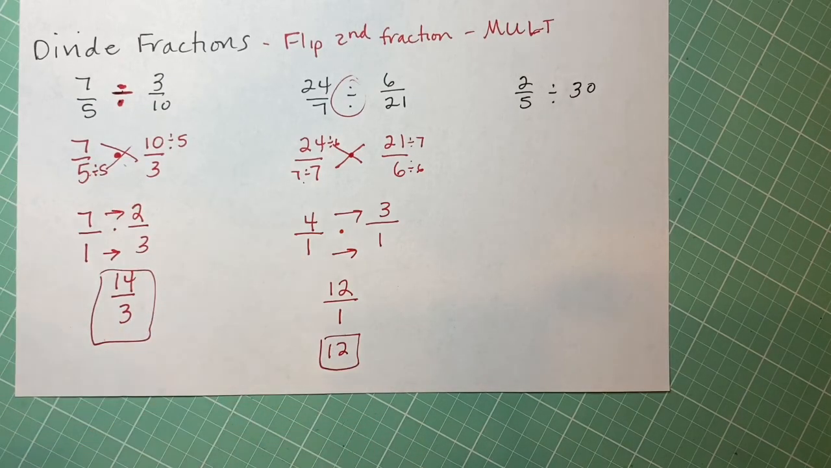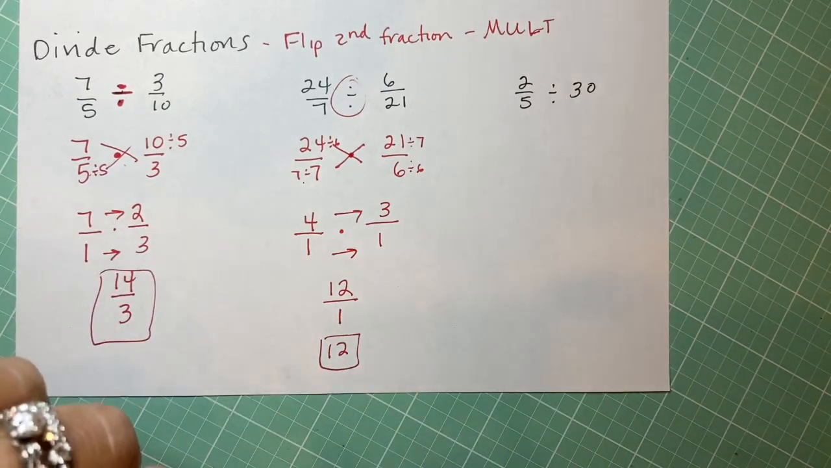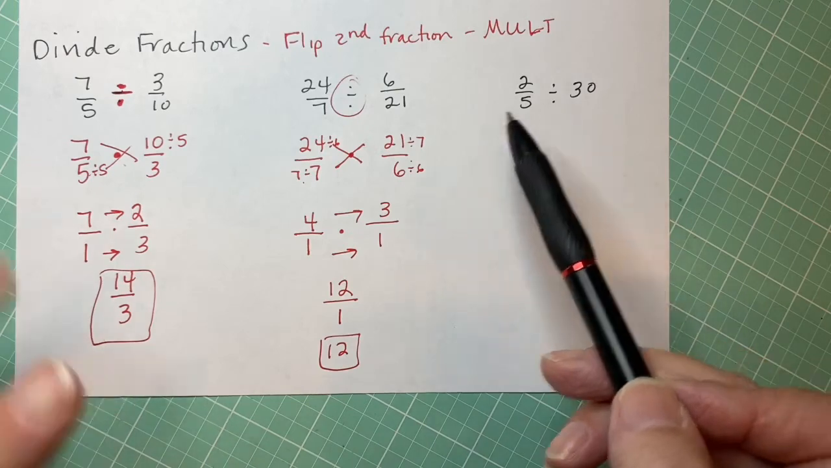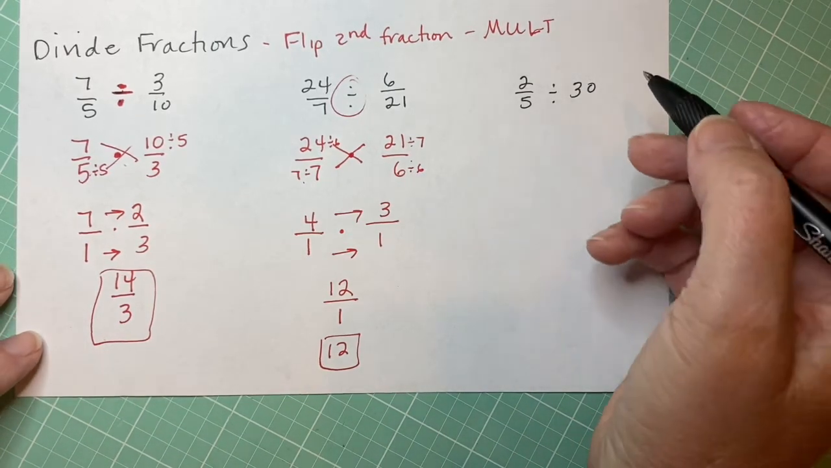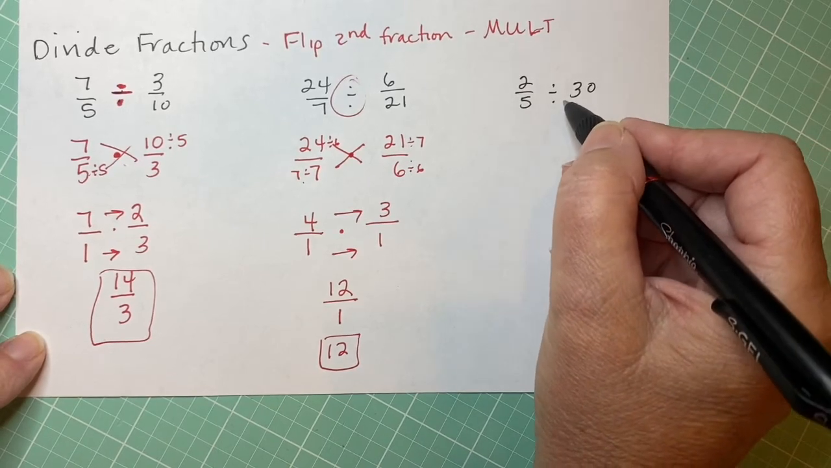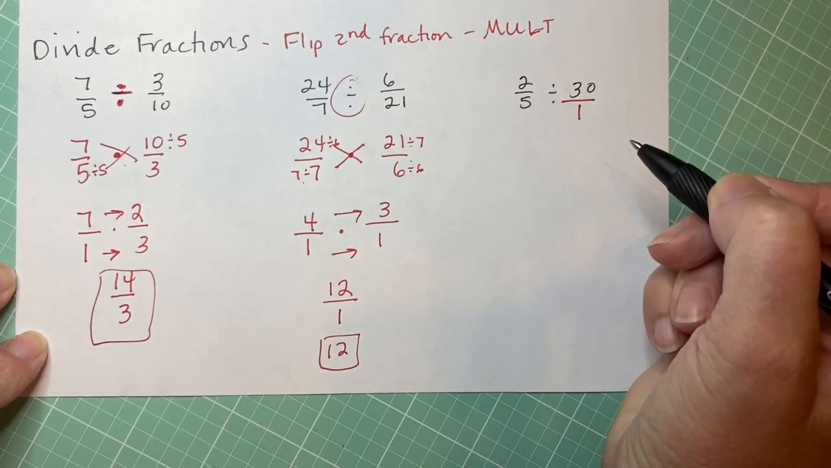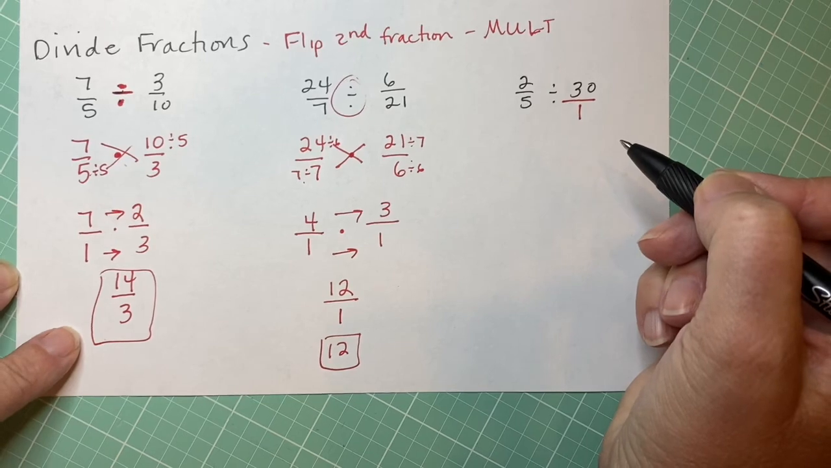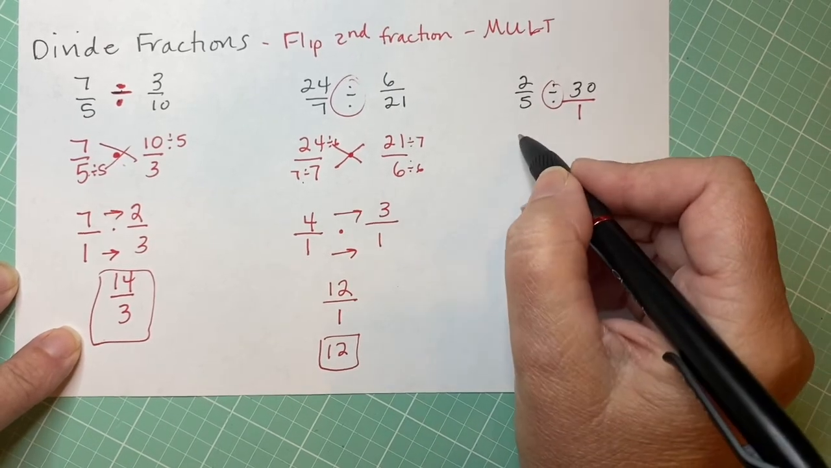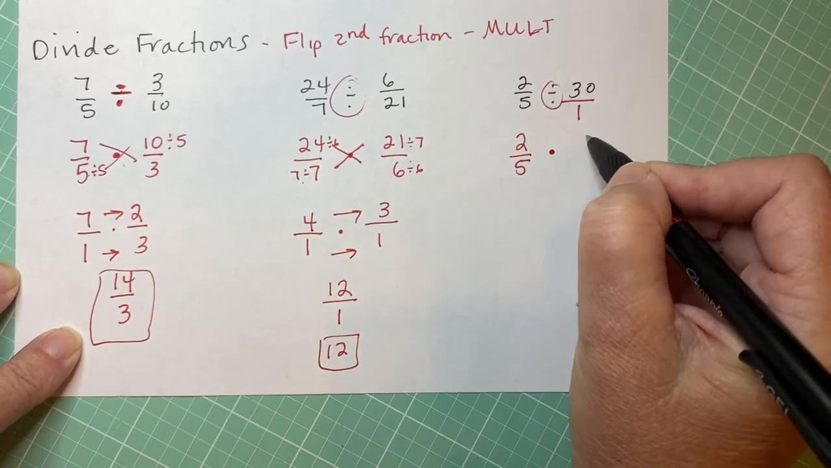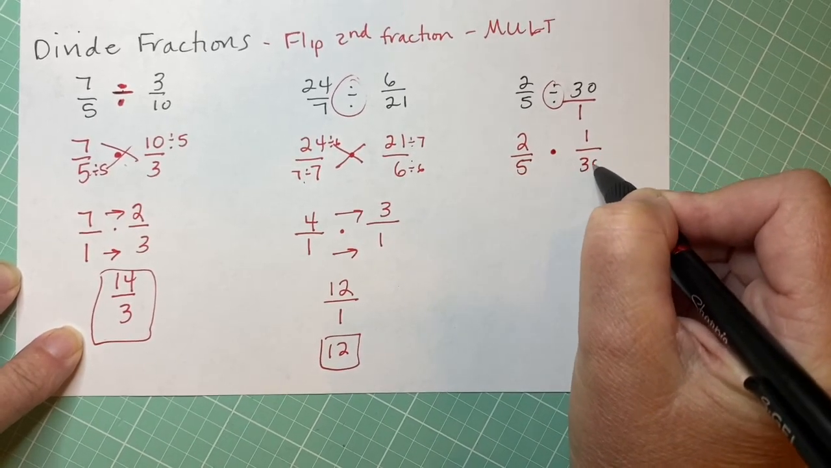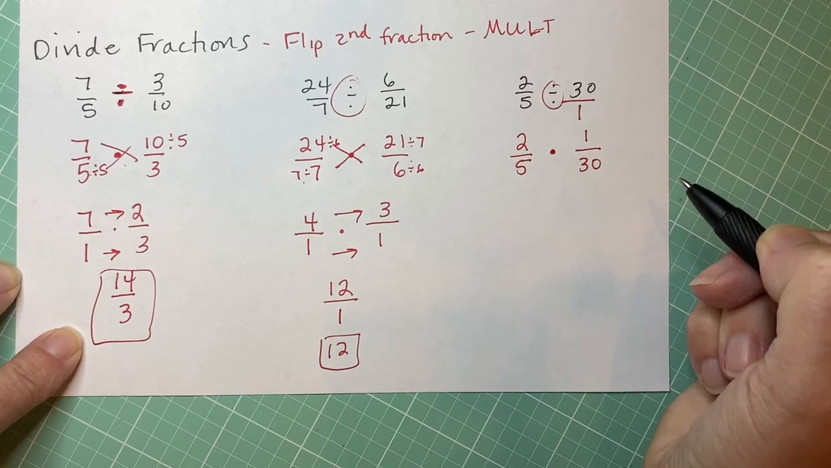Okay, this last one is really one of the most missed problems when we work these in class, and that's because you try to flip things before you change it into a fraction. But 30 is not a fraction, so we're going to make it a fraction by putting it over 1. So first we have to do that. Then it's division, so we're going to leave the first fraction like it is. We're going to change it to multiplication and flip the second fraction.